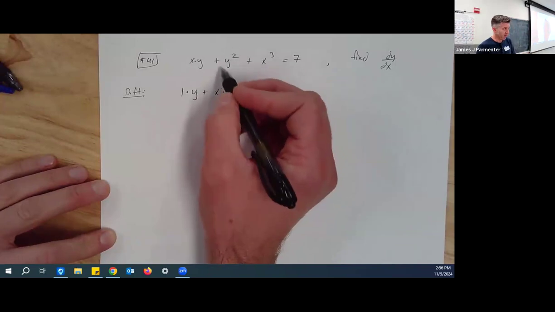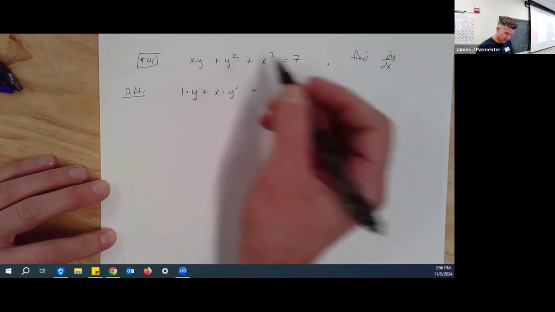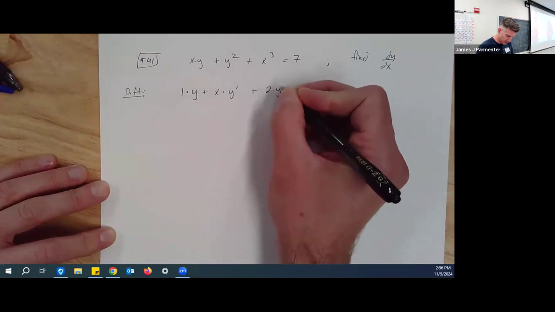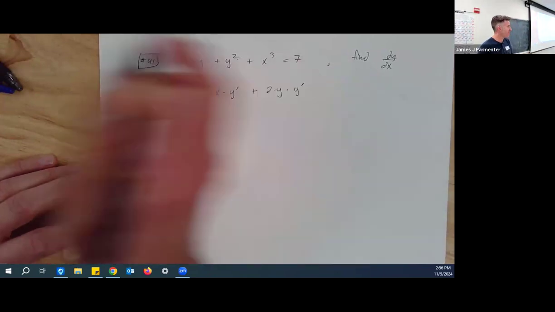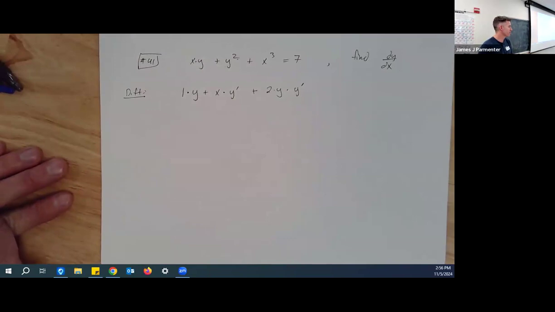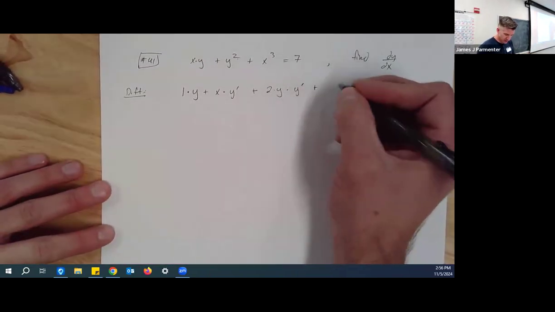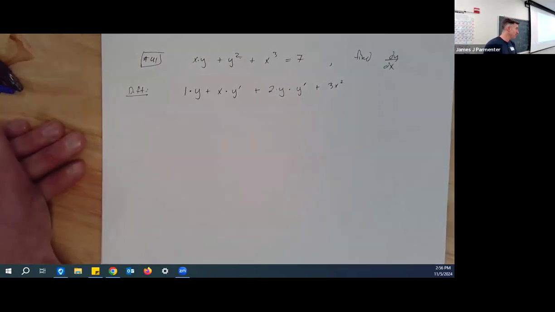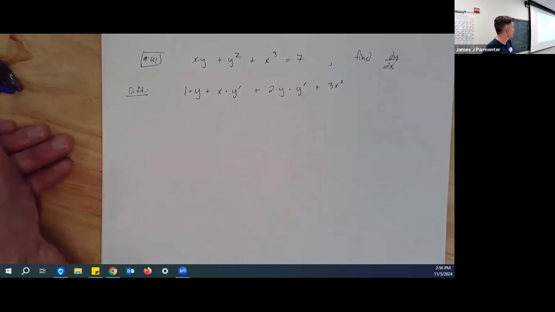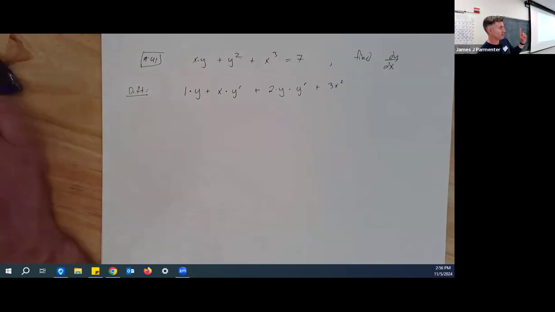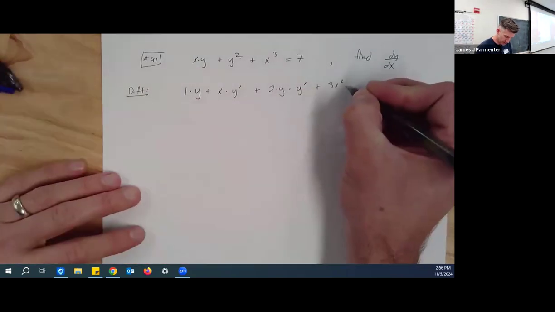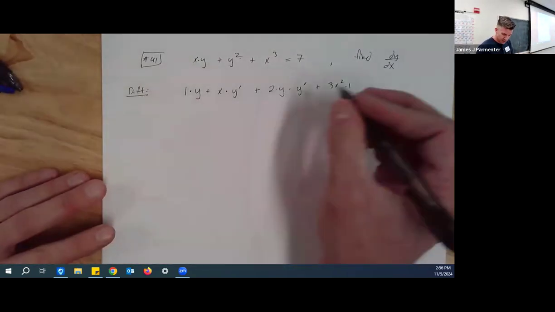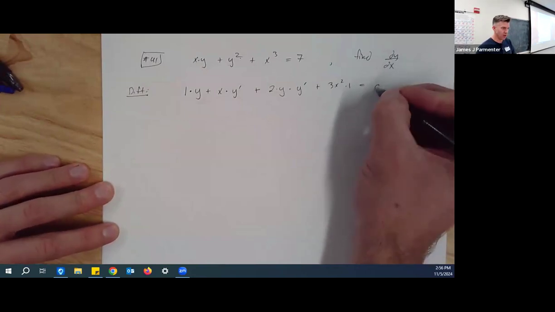Plus, now we have the derivative of some stuff squared. The derivative is 2 times my stuff to the first times the derivative of my stuff. The derivative of x cubed is 3x squared. If you're wondering why we don't say times x prime, it's because we are differentiating with respect to the variable x. If I said that, the derivative of x cubed is 3 times x squared times the derivative of x, which is 1. You can write that if you want to. It doesn't change anything. Equals not 7, but 0.